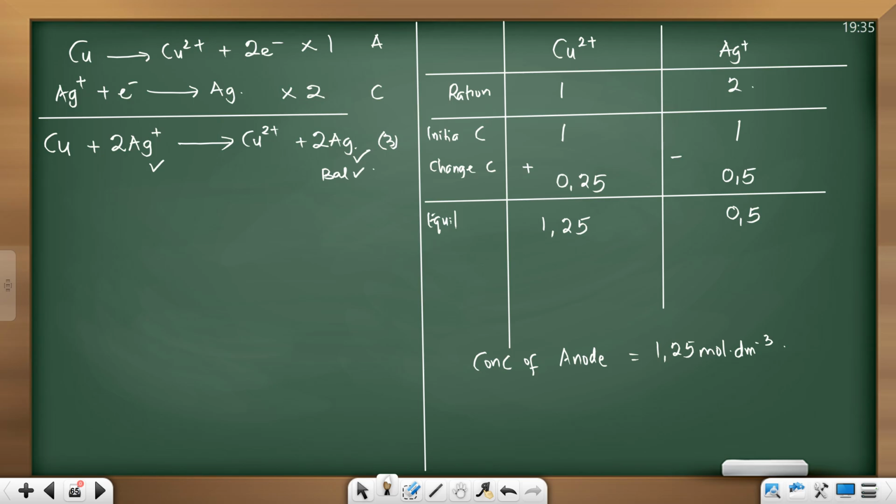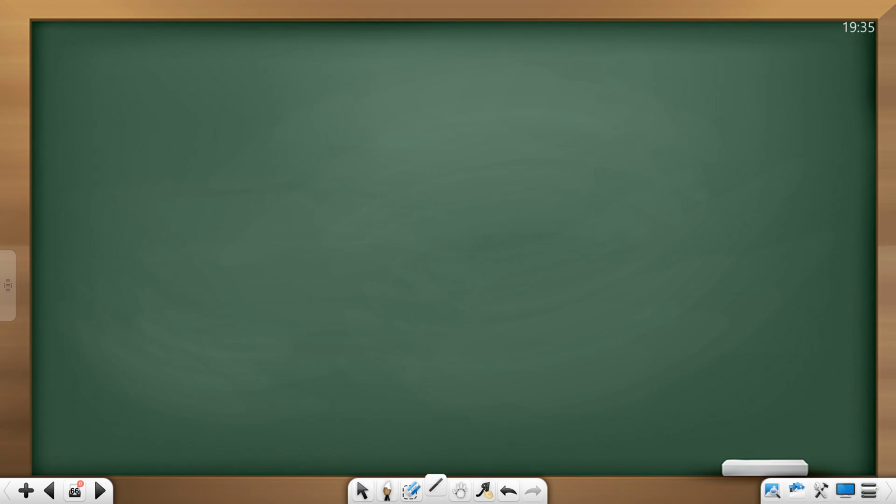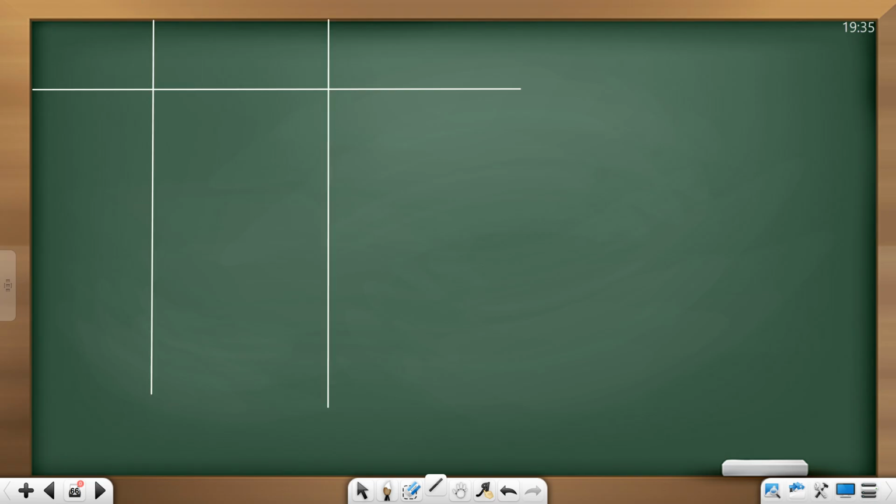Can we try it? Too quickly as we close. Let's try it. If I wanted to use the volume, let's see quickly. What will it be? So I will have said ratio. Now, initial what? Number of moles. Change in number of moles. Then what? Equilibrium number of moles, and equilibrium concentration. We have Cu2+ and what? Ag+.